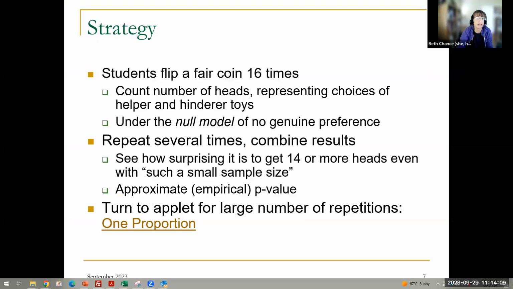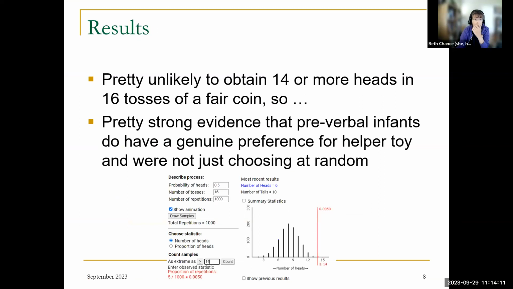So they can say things like, it's pretty unlikely to get 14 or more heads if it was just a fair 50-50 coin. So that gives us strong evidence that these infants weren't just tossing coins in their heads. Maybe the conclusion we'll draw is that there's evidence they have a genuine preference for that helper toy based on the videos that they were seeing, and they weren't just choosing at random.